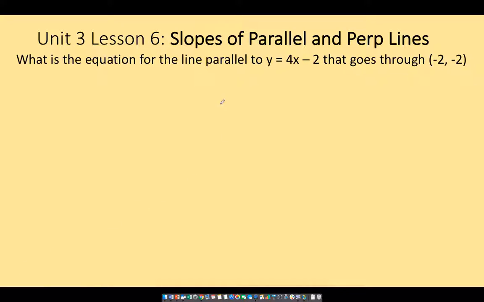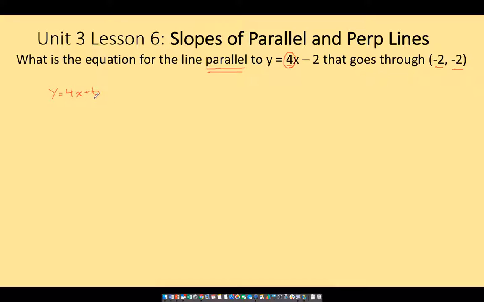What is the equation for the line parallel to y equals 4x minus 2 that goes through the point -2, -2? All right, well, because it's parallel, I know that the slope has to be the same. The slope is 4, which means the slope in my new equation must also be 4. So y equals 4x, and I'm just going to put plus b. I don't know what the y-intercept is. That is something I have yet to find.